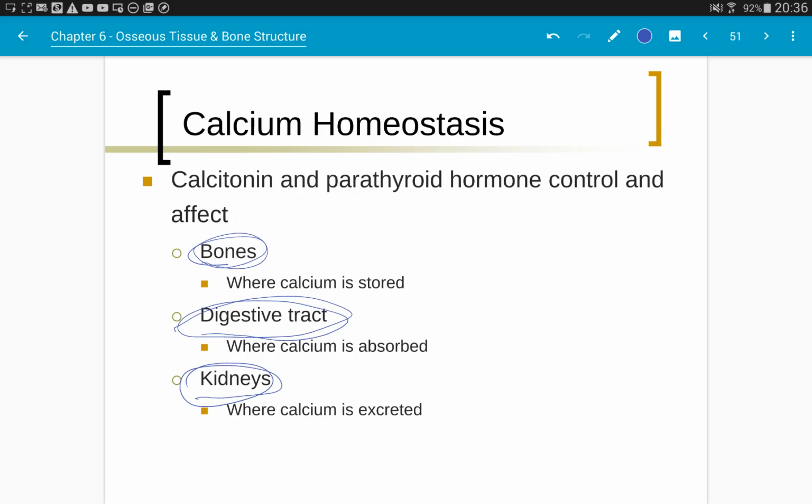In the kidneys, if you have too much calcium in your blood, it will excrete that extra calcium out as urine. Or if you don't have enough calcium, the kidneys will reabsorb any calcium and bring it back into the blood so it's not excreted and lost.